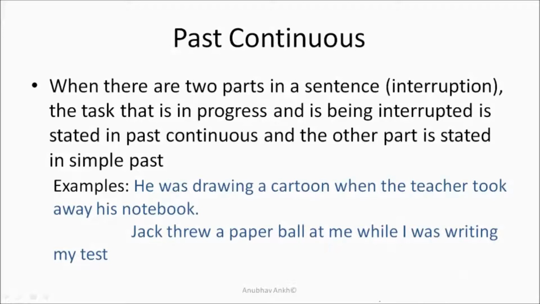Jack threw a paper ball at me while I was writing my test. What was I doing? See, we have used the interrupting action here first, and the thing that was interrupted afterwards. I was writing my test. I was doing it first. And then Jack threw a paper ball at me. So the thing that was happening first could be in the beginning or at the end of the sentence, but the thing that is being interrupted has to be in past continuous and the thing that interrupts is to be written in simple past.